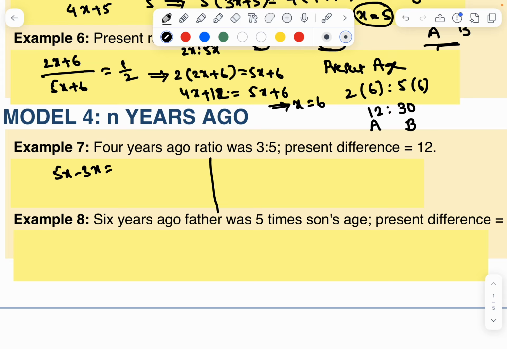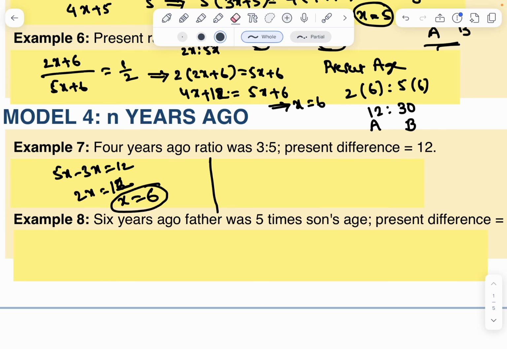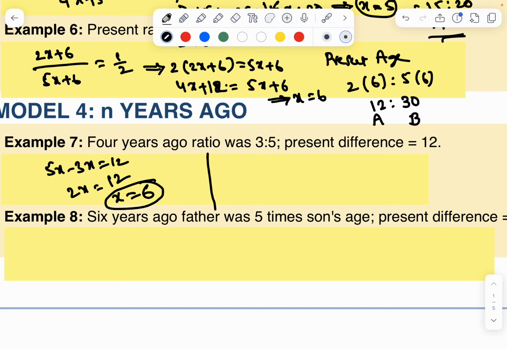5x minus 3x is equal to 12. 2x is equal to 12. X is equal to 6. Okay. Then 3x is to 5x. Therefore, 18 is to 30. Therefore, A age is equal to 18. B age is equal to 30. This is the answer.